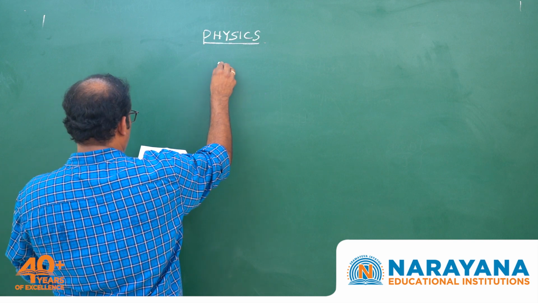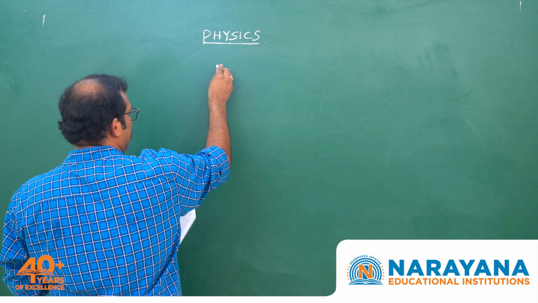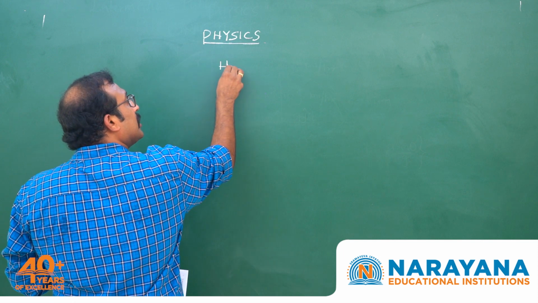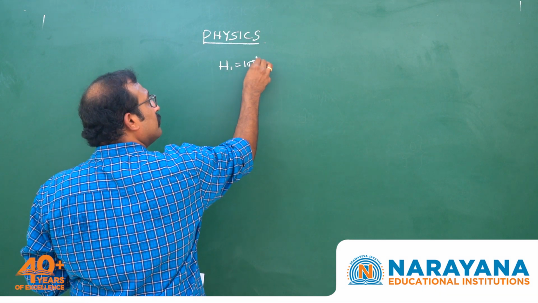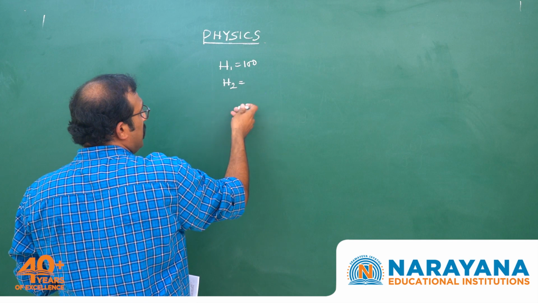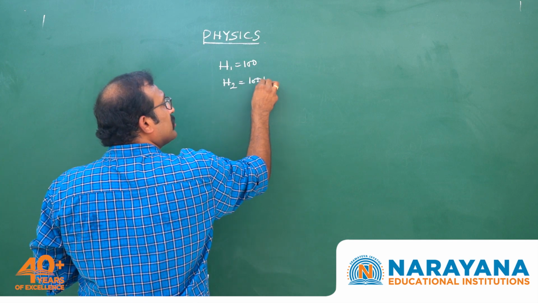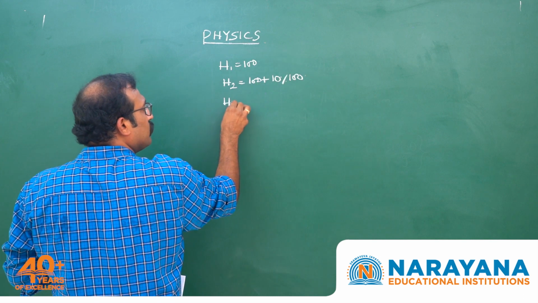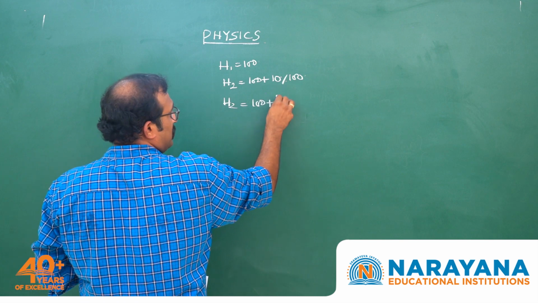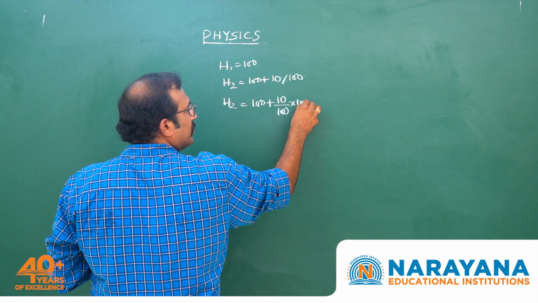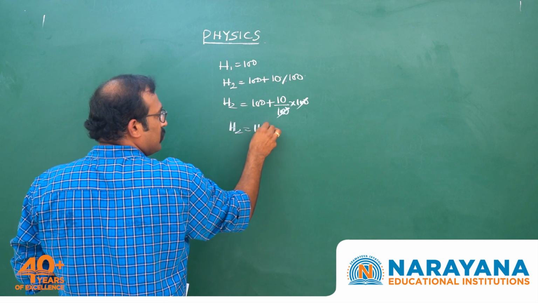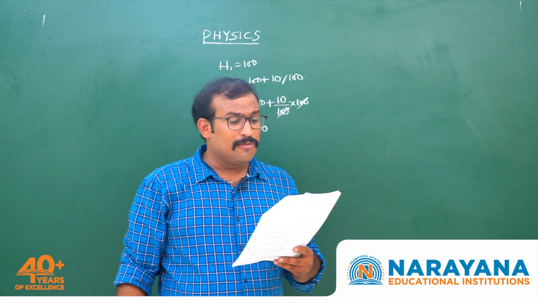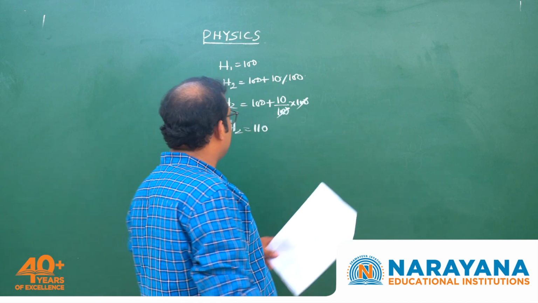Let us see how maximum height and time of flight are related. The maximum height attained by the projectile is increased by 10%. Let the initial height be equal to 100. The final height would be 100 plus 10% of 100. So H2 will be equal to 100 plus 10 by 100 into 100. So you will get H2 is equal to 110. Now, what is the percentage increase in its time of flight?